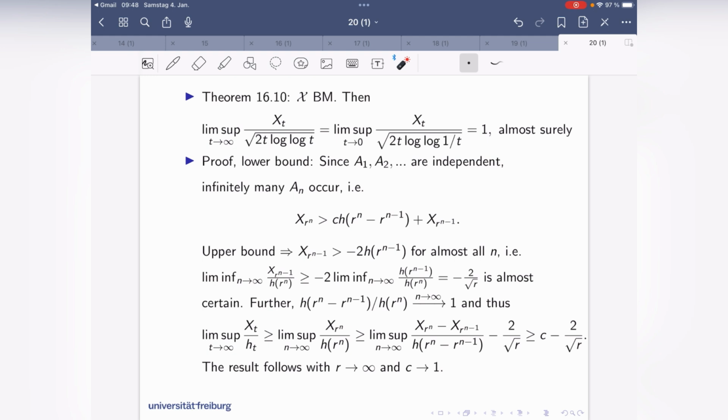Okay, now we're done with this law. And next time we're going to learn about a so-called functional central limit theorem, also for Brownian motion. See you then.